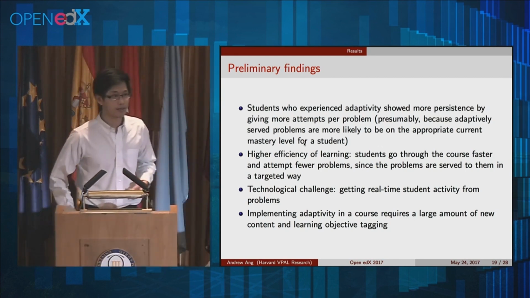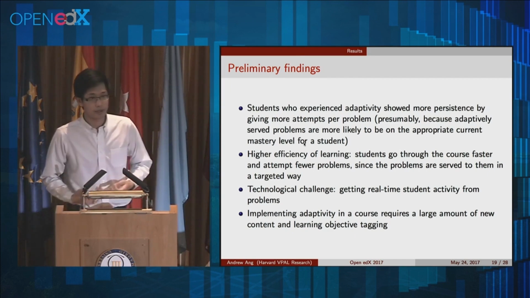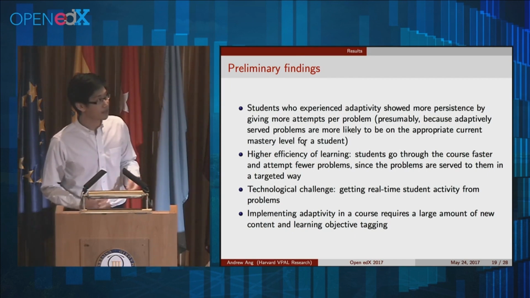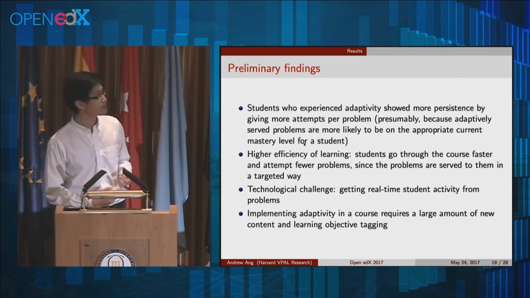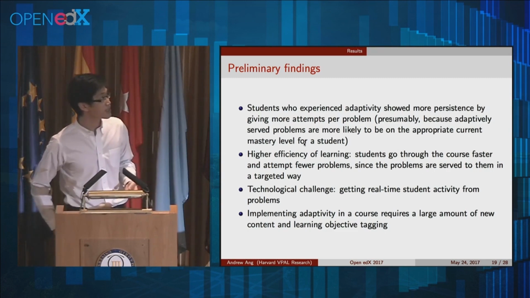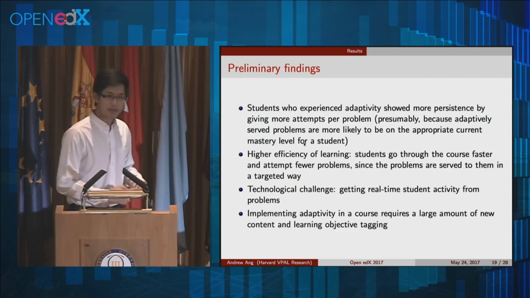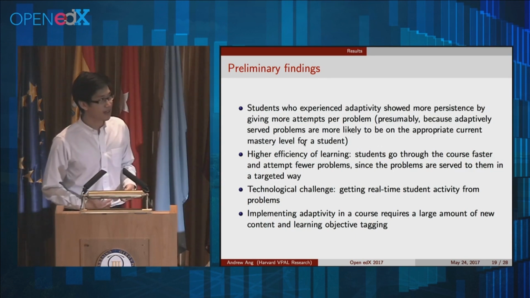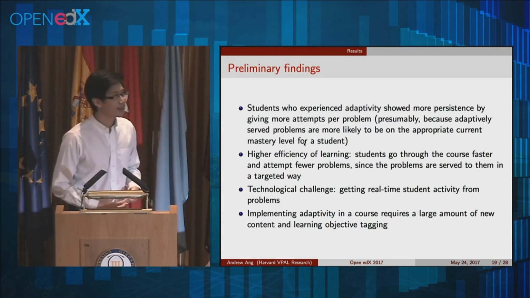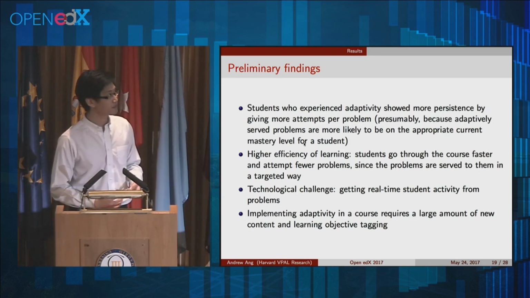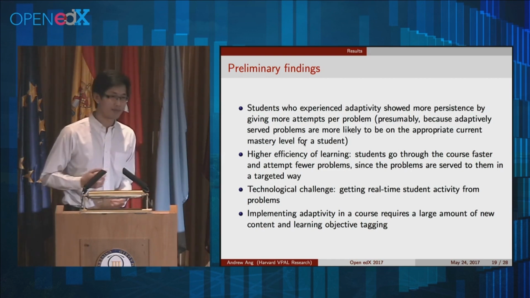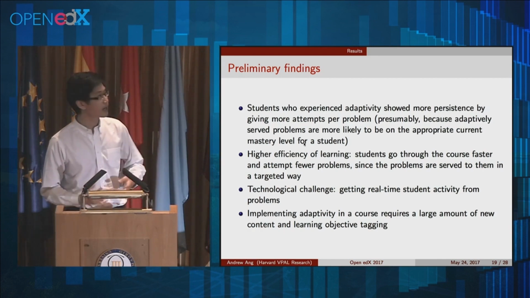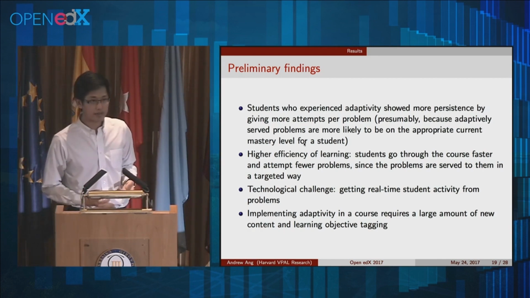And then some other takeaways were, on the technological side, getting real-time student activity and interfacing with all these different components that need to know this was a challenge. And also, more on the course setup and course development side, implementing adaptivity in a course requires a lot of work on the content side. That is, you need a large amount of new content in order to actually draw from and serve students the right kind of problem, and doing the learning objective tagging as well.